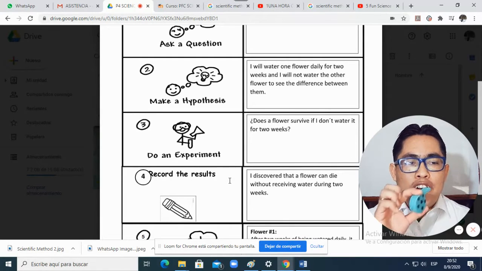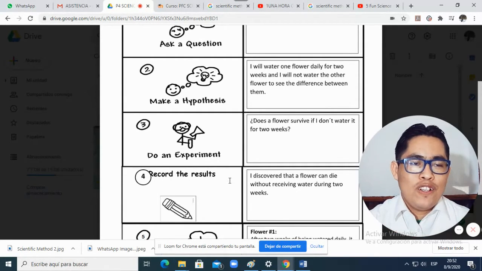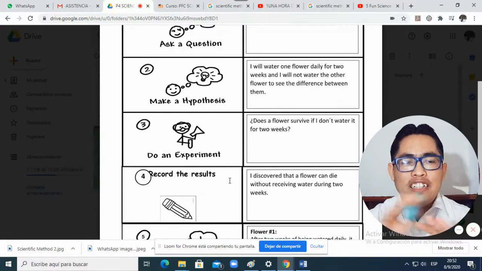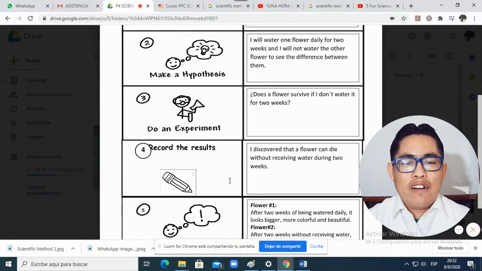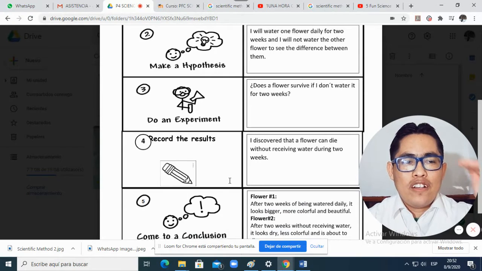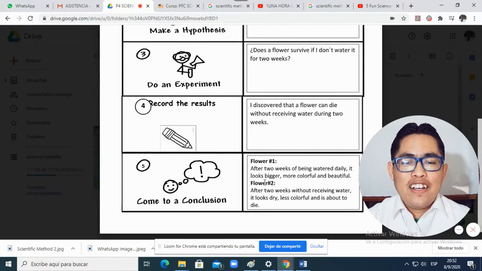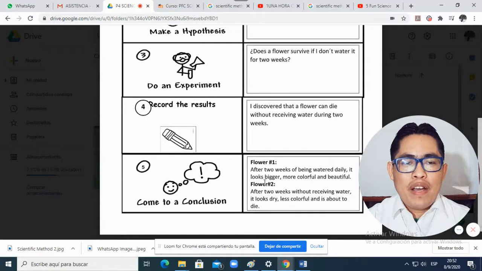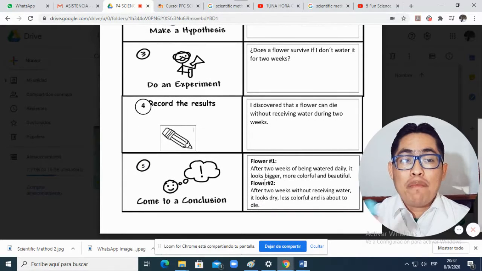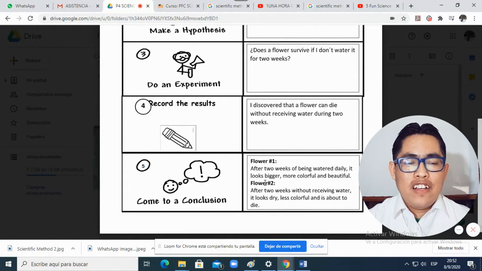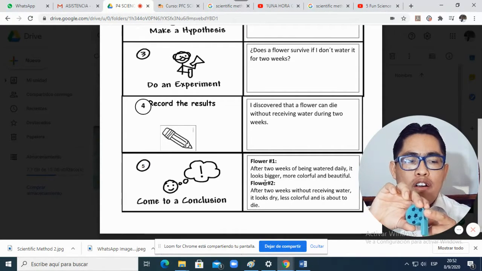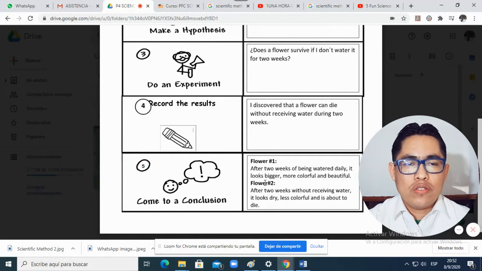And finally, I record the results. I say, well, try 1, it didn't sound. Try 2, the whistle didn't sound. And try 3, it didn't sound. So I record my results. I can write try 1, try 2, I can record it with steps. And finally, I come to a conclusion. So my conclusion will say what happened. So in conclusion, I discovered that if I cover half of the hole in this whistle, it will not sound.